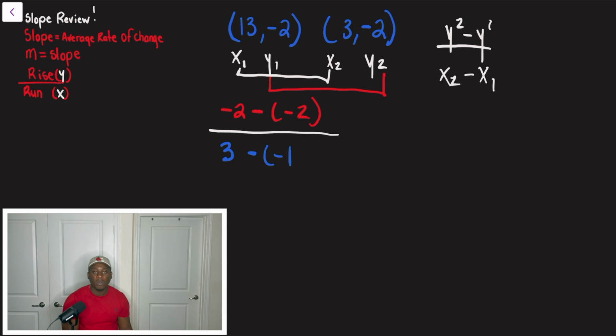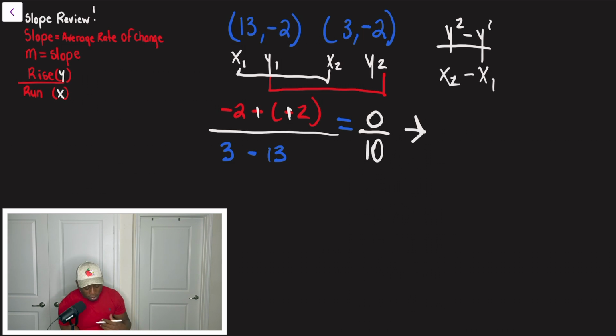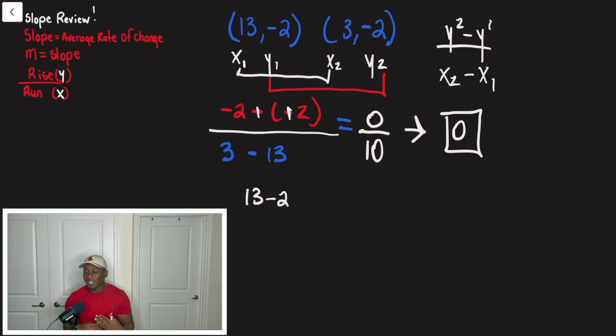Now once we simplify, this is going to turn into an addition problem. So we're going to get 0 over 10. So our slope would be 0. What we could not do in this problem is do something where we did 13 minus 2 and 2 minus 3. That would be totally wrong, guys, because now we're mixing our x's and we're mixing our y's. So we can't do that, okay?